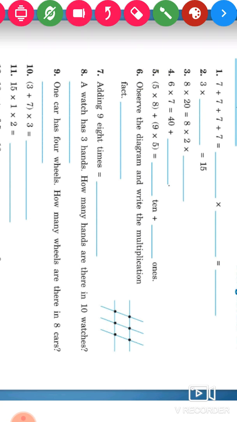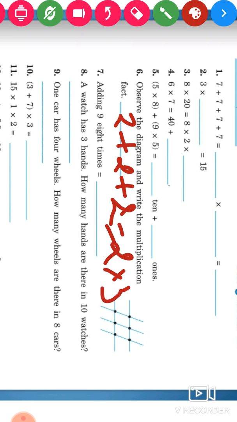Now how many beads are there? Count the beads. 1, 2, 3, 4, 5, 6. There are 6. So let us consider them in groups of 2. So in repeated addition, we can write them as 2 plus 2 plus 2. That means 2 into 3 will give us 6.